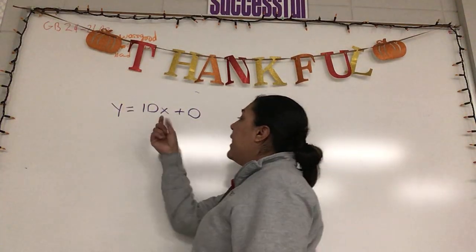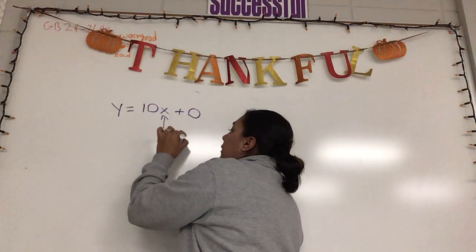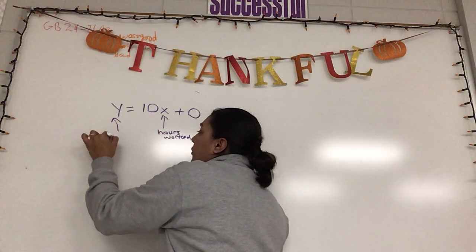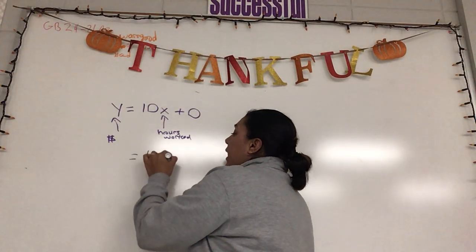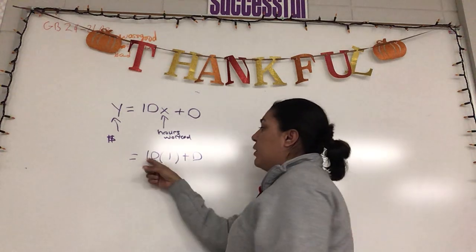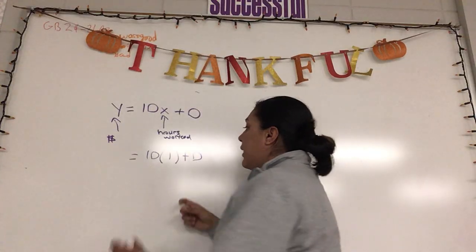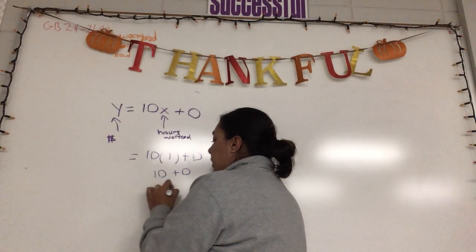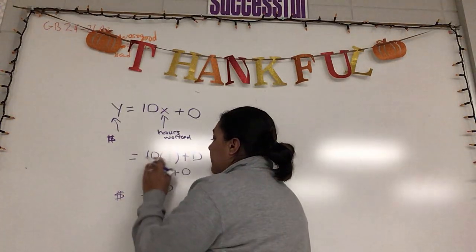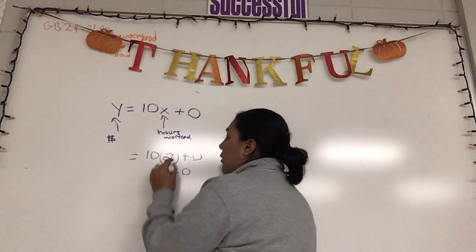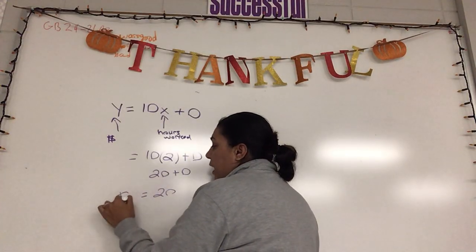If I work 1 hour, this would be our hours worked. You don't need to write any of this down. And this would be our amount of money that we would bring home. Let's look at this. If I worked 1 hour, how much money will I have? Well, 10 times 1 is 10, plus 0 is still 10. So I would have $10. What if I worked 2 hours? 10 times 2 is 20, plus 0 is 20. So I would have $20.